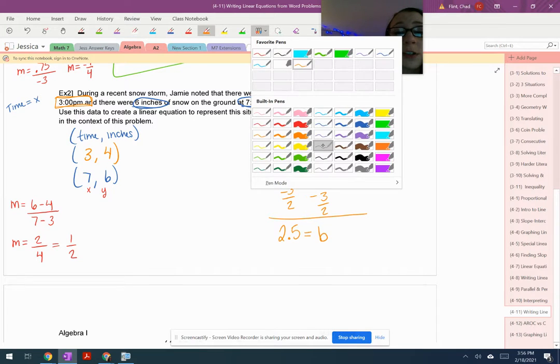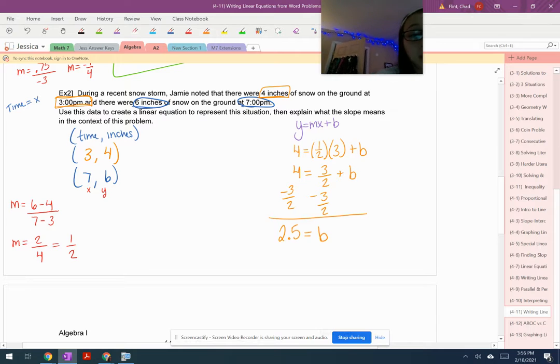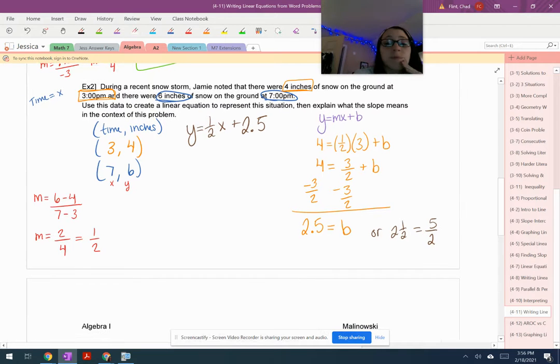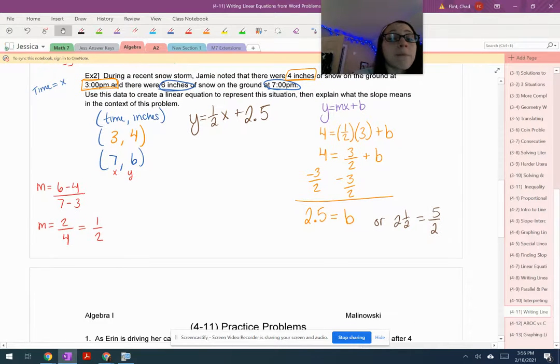So, final equation. They didn't specify what variables I needed to use, so I can use whatever I want. Y equals, my slope is 1/2 x plus my b of 2.5. And you can also have that written as the fraction instead, if you wanted that, 2.5, which would be 5/2 instead. So either one would be okay.